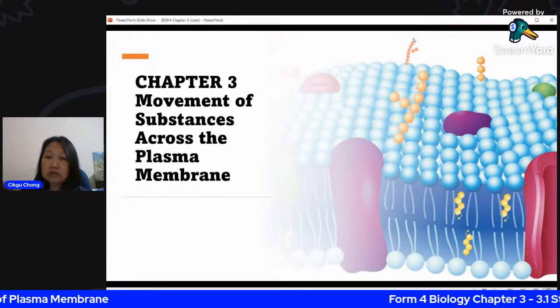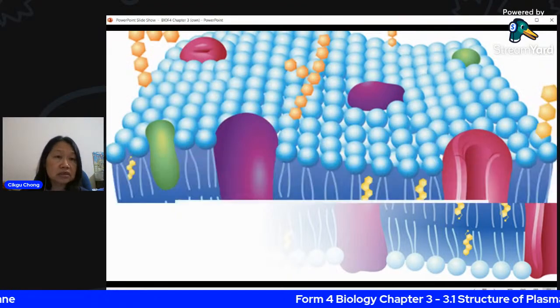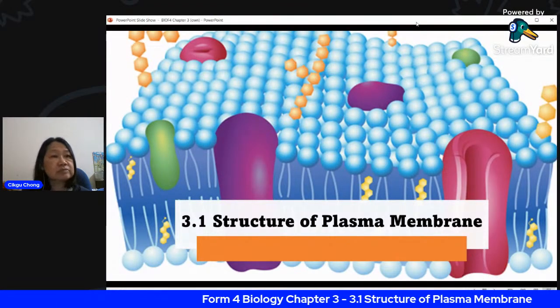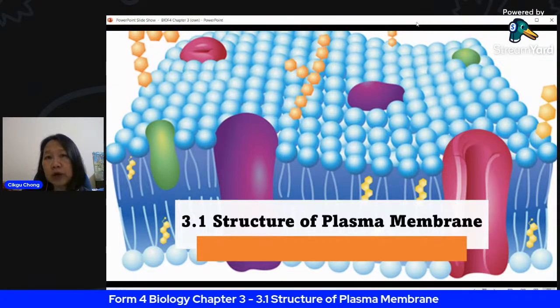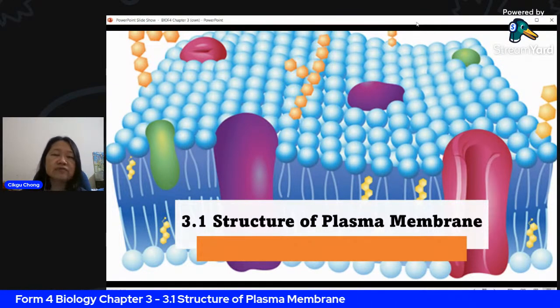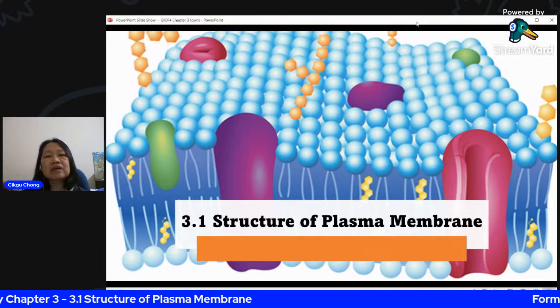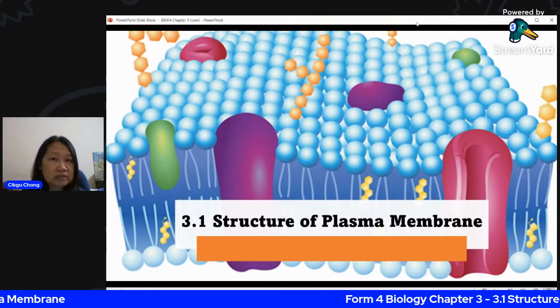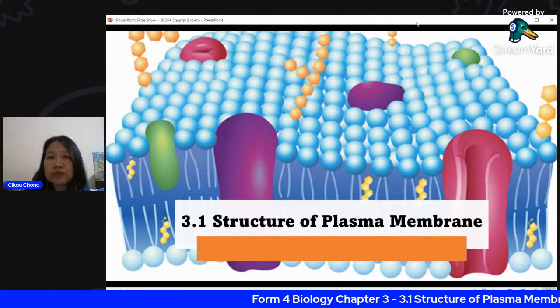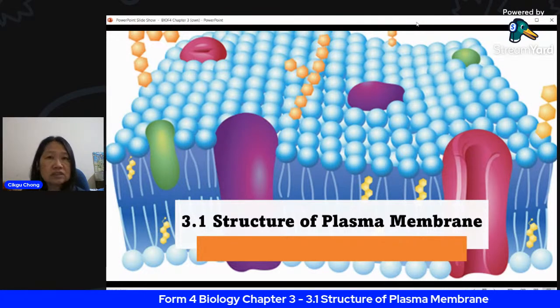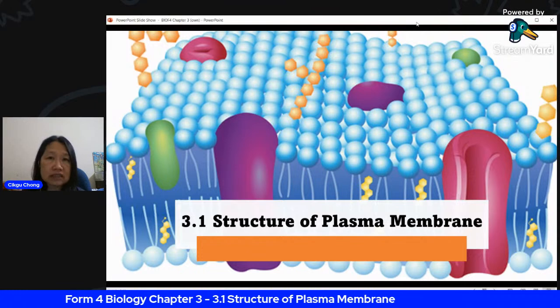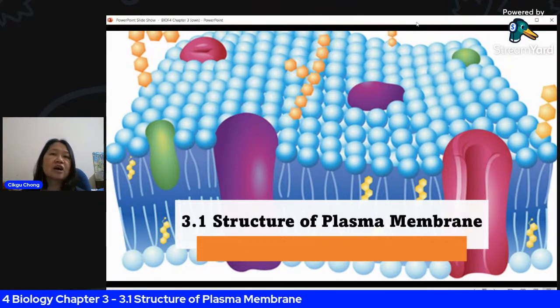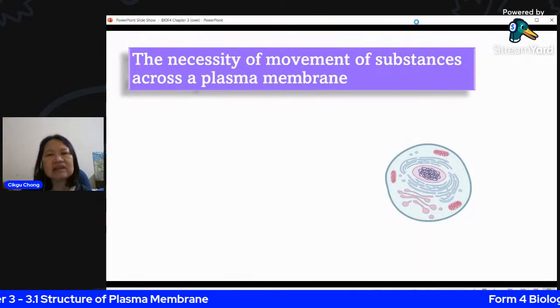This is the name of the chapter: Structure of plasma membrane. Today I'm going to do 3.1, which is a short lesson. It is very easy, just something basic for you to understand and remember the structure of the plasma membrane. I will not do 3.2 because it is quite a long subtopic, and it would take too long if I combine both together. Okay, let's do 3.1.